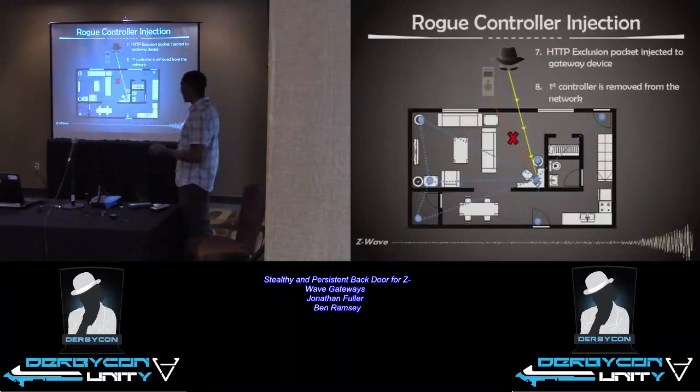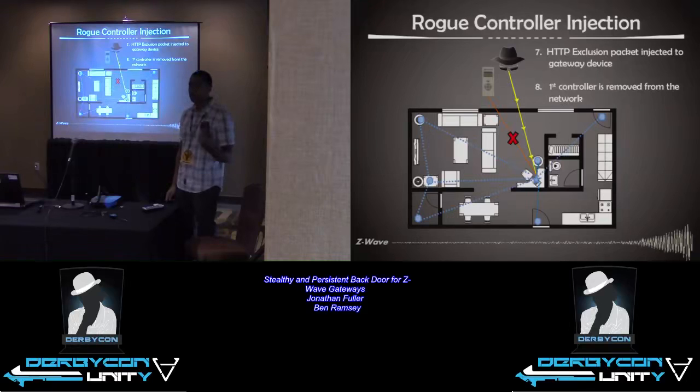All right, so lastly, you inject an HTTP exclusion packet, set this to exclusion mode. The gateway picks it up like, this controller wants to be excluded from my network. I'm going to remove it. So the first controller is removed from the network, and as I said, the secondary controller that was never actually added, just sniffed the traffic, maintains the home ID, and access to the devices.